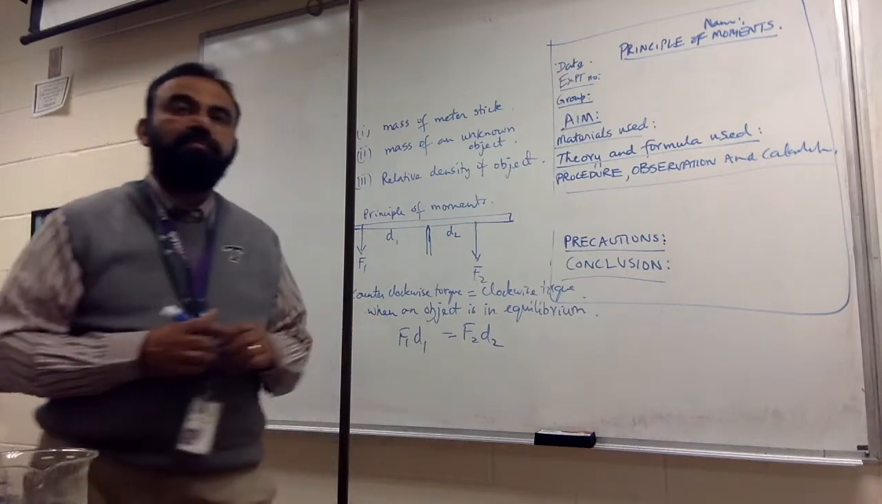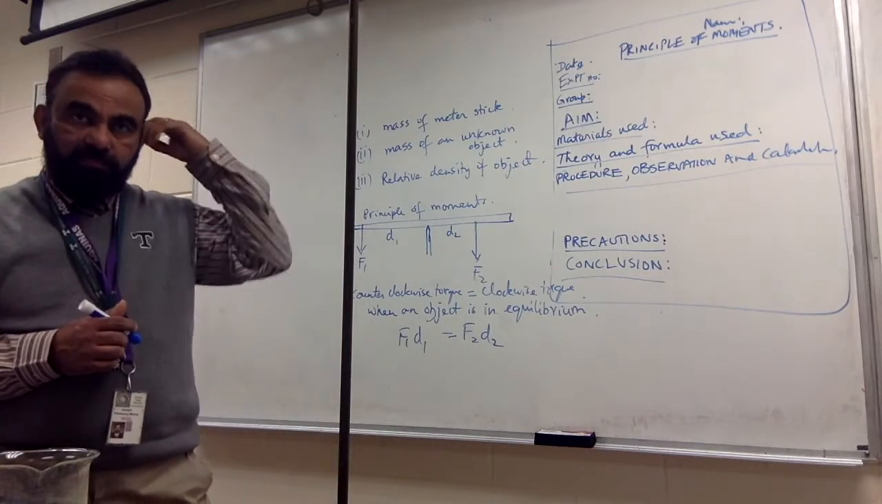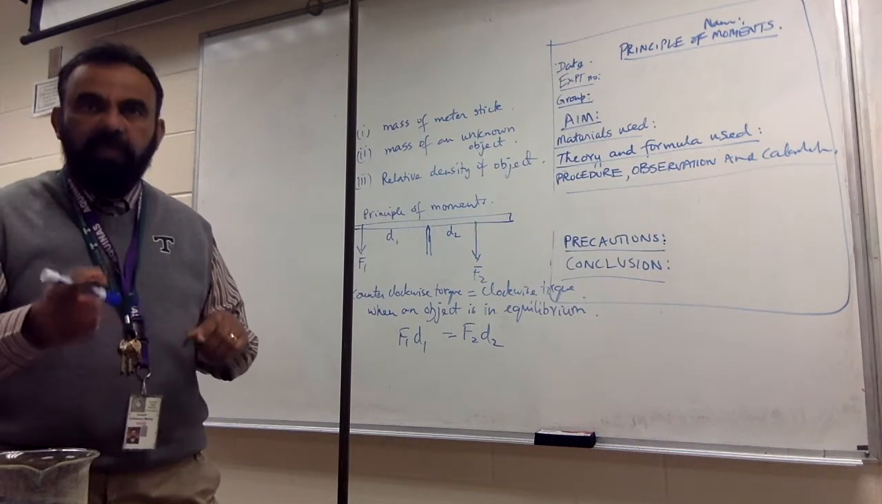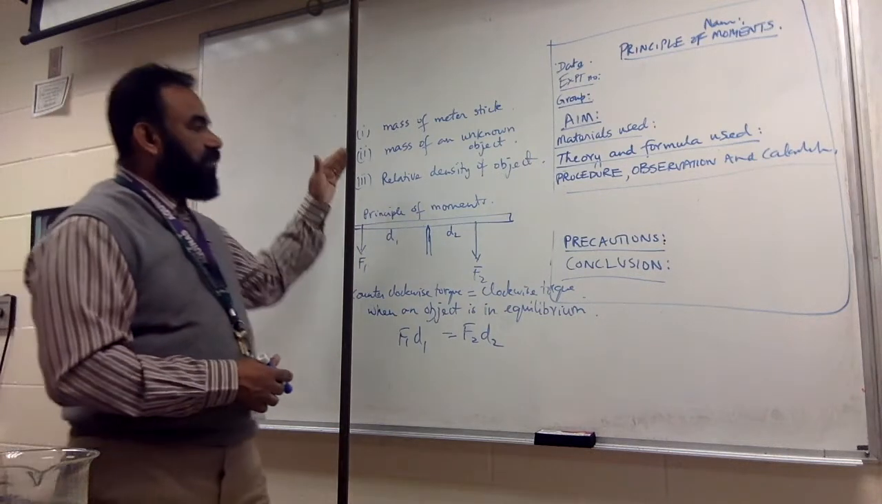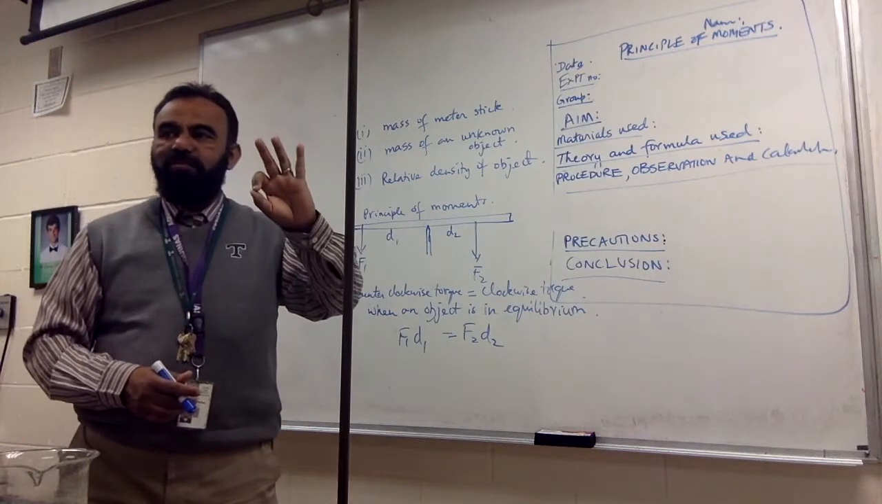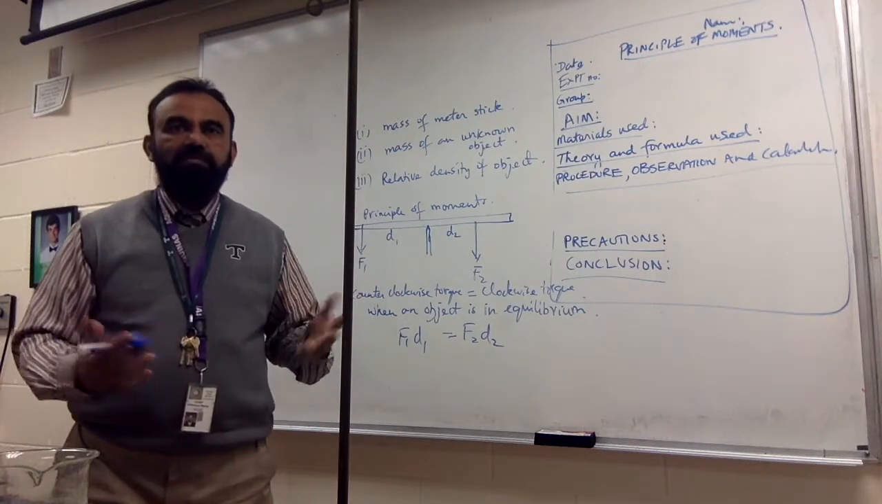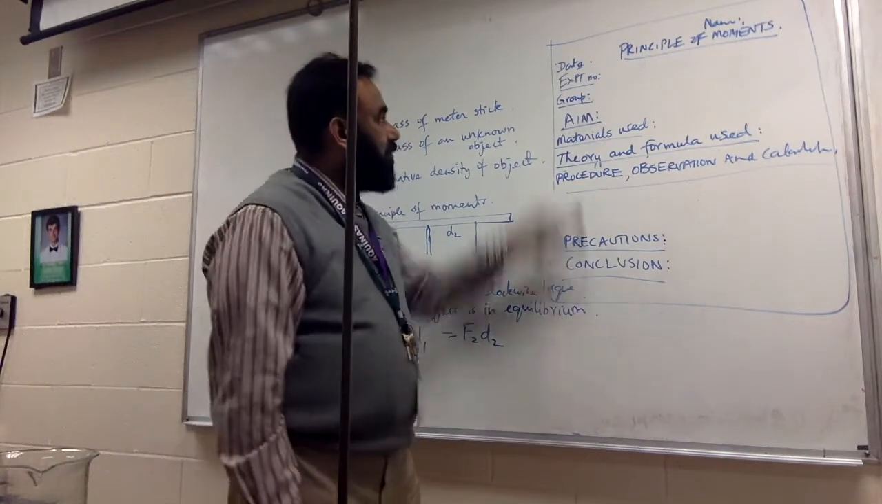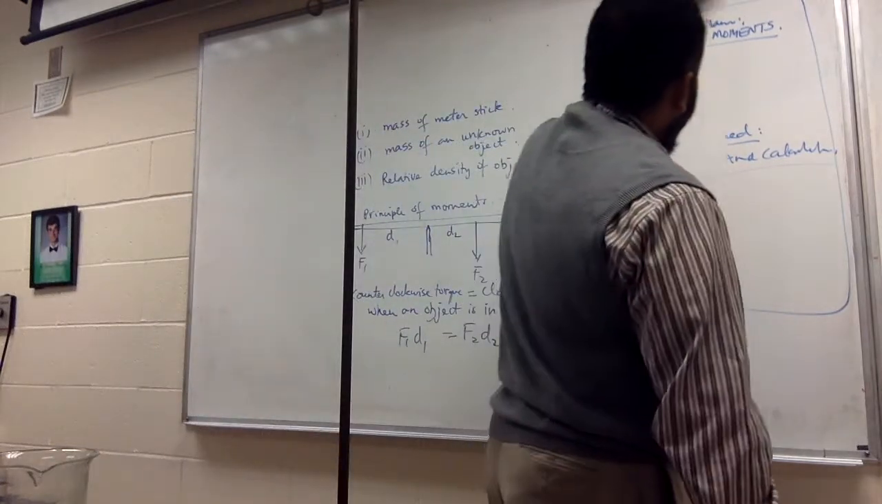So like in the lab report, we do mass of meter stick and then give the procedure for that? Exactly. And then go to the next one. So basically you have 3 different procedures. Okay? You get it?